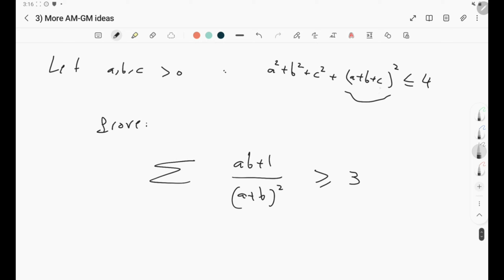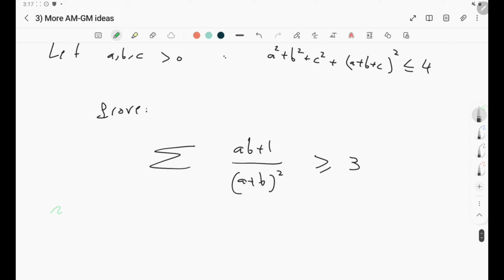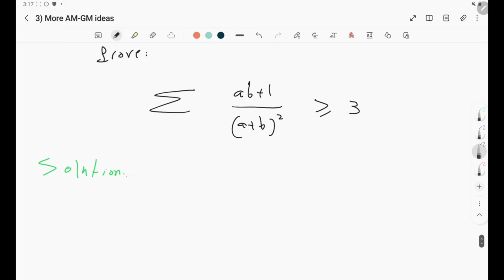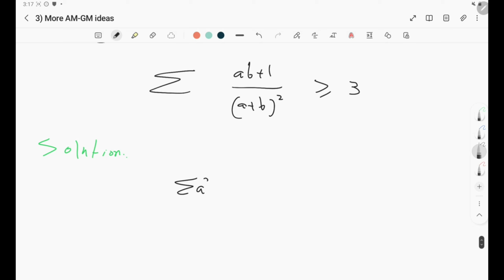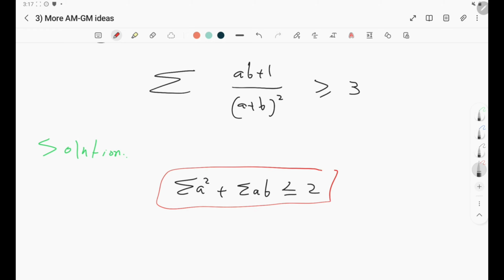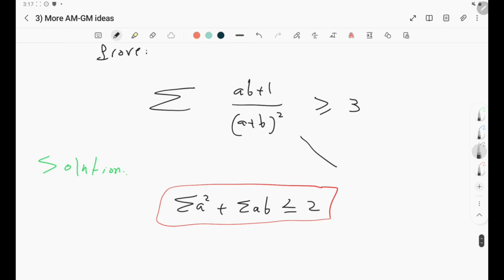If you expand this, you will get sigma a squared, which is the same as this, plus 2 sigma ab. So you will have 2 sigma a squared plus 2 sigma ab is less than or equal to 4, and we can thus cancel the 2. So basically the condition tells us the following: sigma a squared plus sigma ab is less than or equal to 2. This is basically the condition. And now we need to prove this inequality.